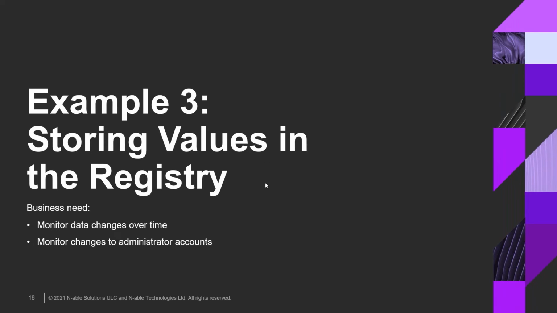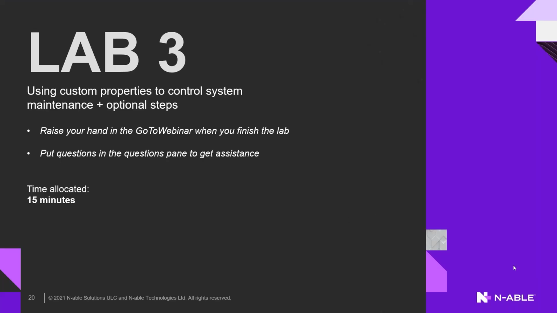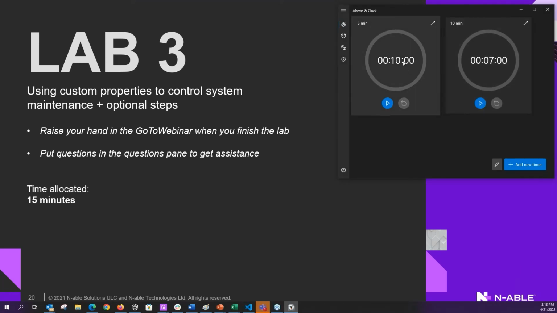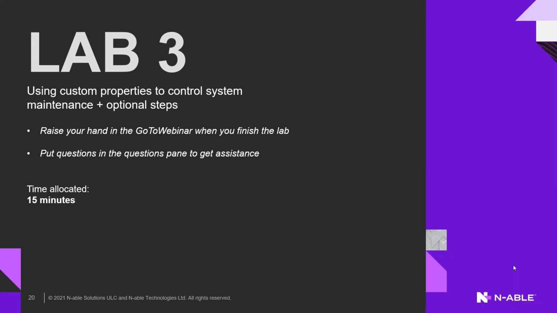I don't know what happened there, but we're supposed to be using custom properties to control system maintenance and optional steps. So normally, because I know I have a bright group, you guys are almost as old as I am, well, some of you. What I want you to do is just don't do the optional steps, but build lab 3. Pardon me. Go ahead and build lab 3. And if you run into any trouble over the next 15 minutes, let me know. Save, and go. If you have any questions, let me know.